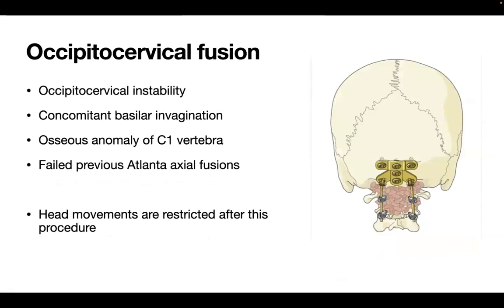Then coming to the occipito-cervical fusion. Occipito-cervical fusion is mainly for occipito-cervical instability with concomitant basilar invagination, whenever there is an osseous anomaly of the C1 vertebra, and it usually is done when there are failed previous atlantoaxial fusions. After this procedure, the patient will have a restriction of head movements.